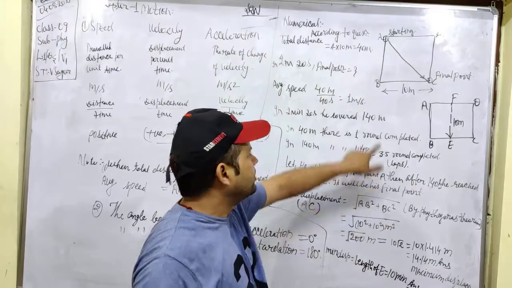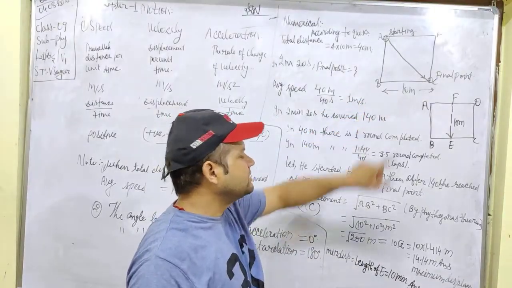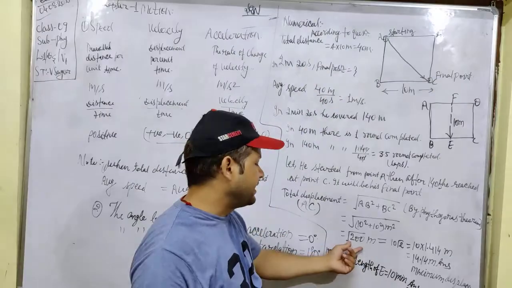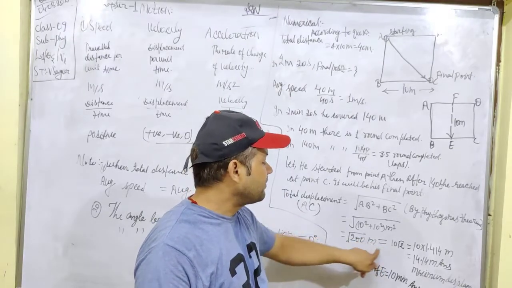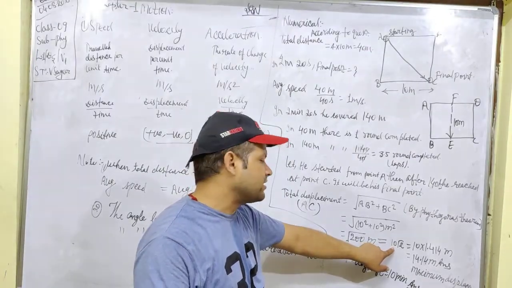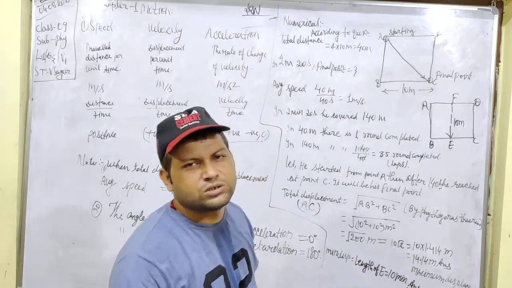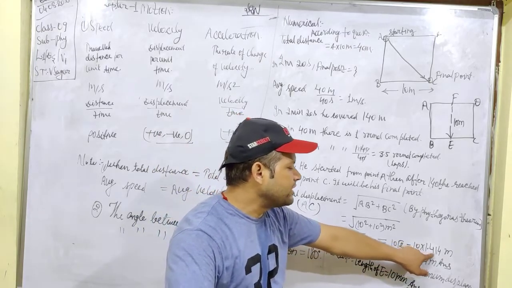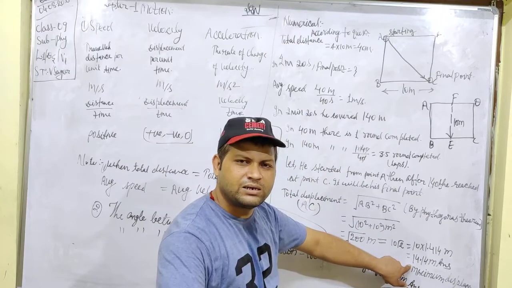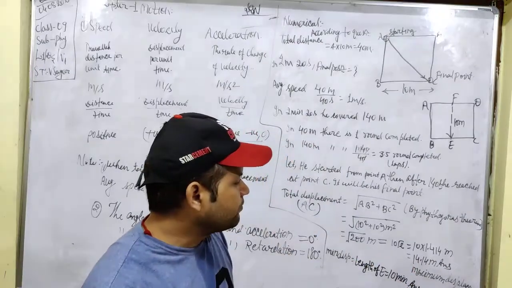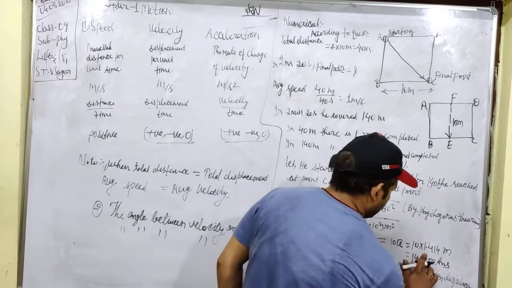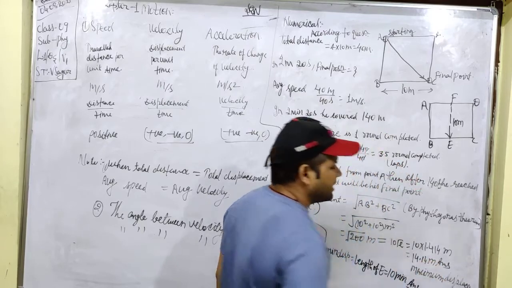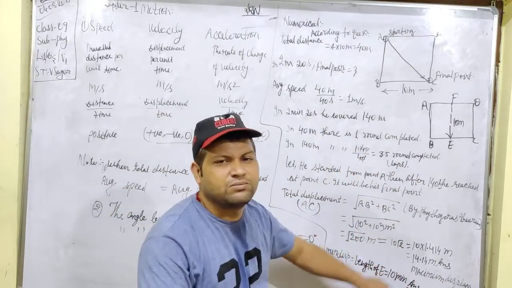So by putting in the values, we know that AB is equal to 10 meters and BC is equal to 10 meters. So 10 square plus 10 square, we get 200 meters. And after calculating, we get 10 root 2. The value of root 2 is 1.414. So put here 10 into 1.414, and by multiplying we get 14.14 meters. It is the maximum displacement.